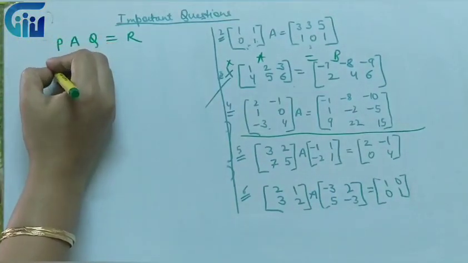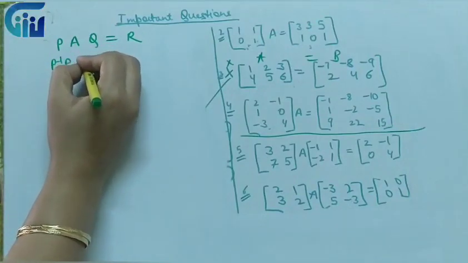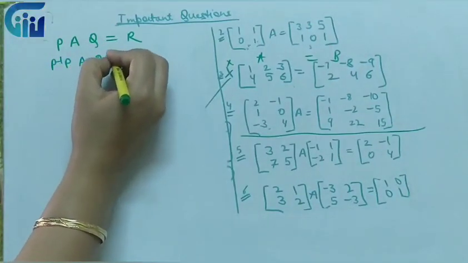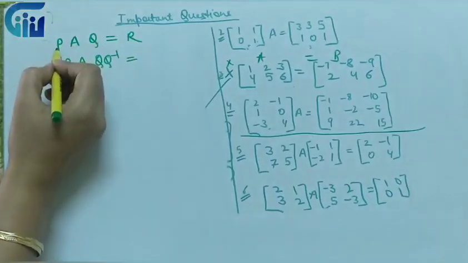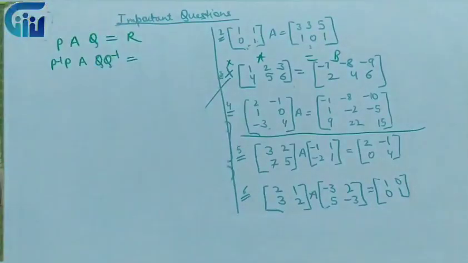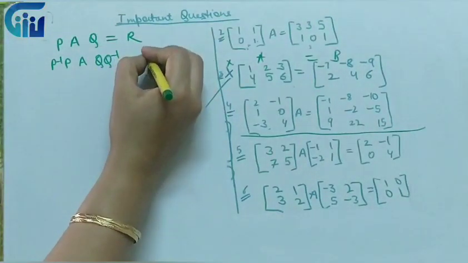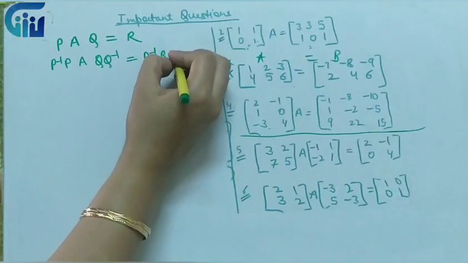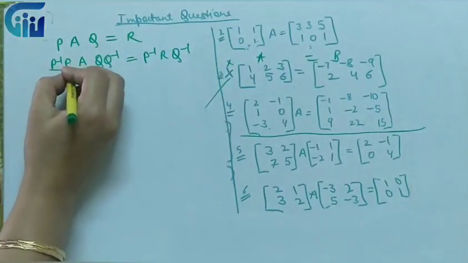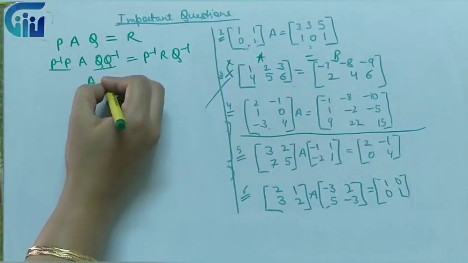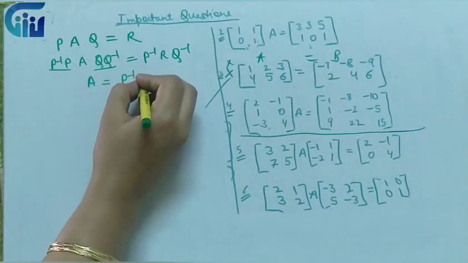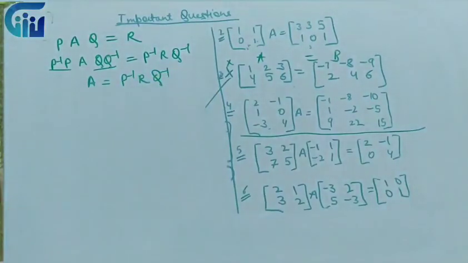So what I will do, I will pre-multiply it by P inverse and post-multiply by Q inverse because P is before and Q is after. Whatever is before we pre-multiply, whatever is after we post-multiply. Similarly, the same thing will apply over here. Very important. So this will be identity, this will be identity. So I will have A over here and this side I will have P inverse, Q inverse and R.